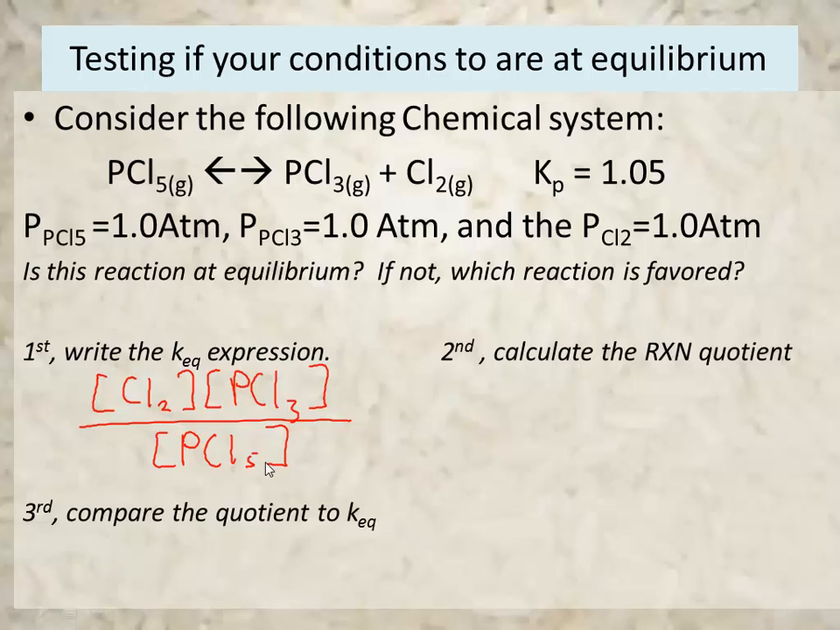So what conditions do we have here? Let's just calculate this out. My concentration of Cl2 is 1 atmosphere of pressure. My concentration of PCl3 is also 1 atmosphere. And we divide by my concentration of PCl5, which is 1 atmosphere.